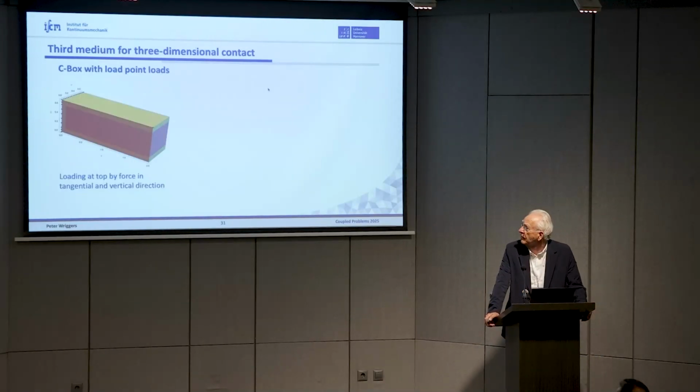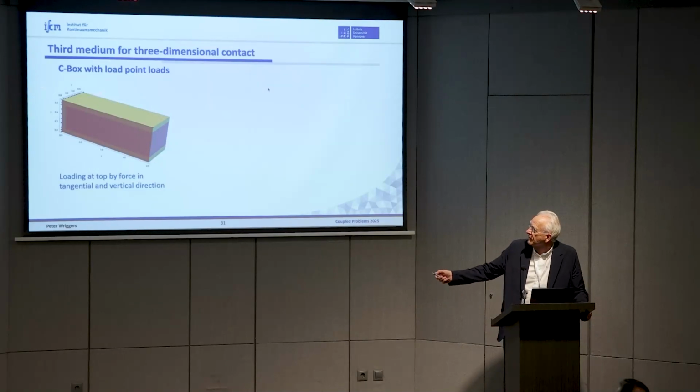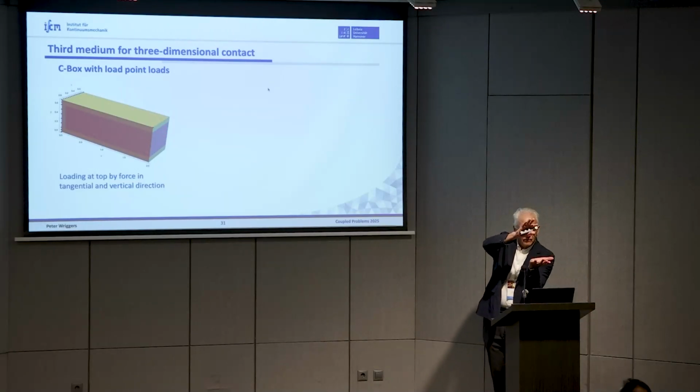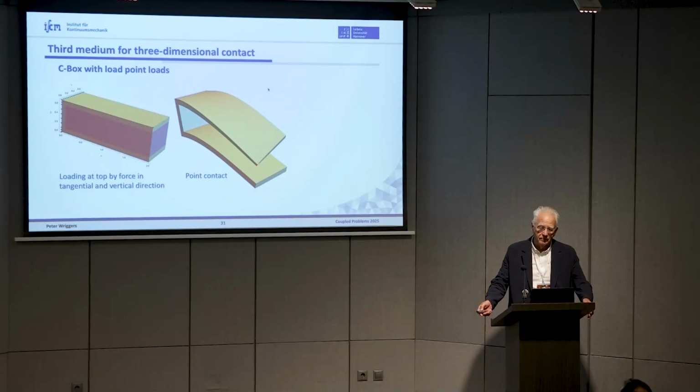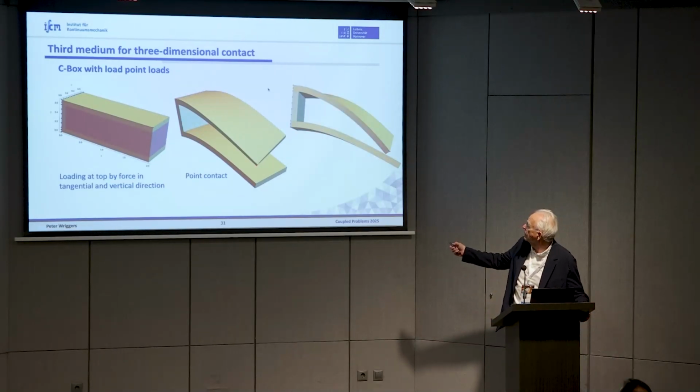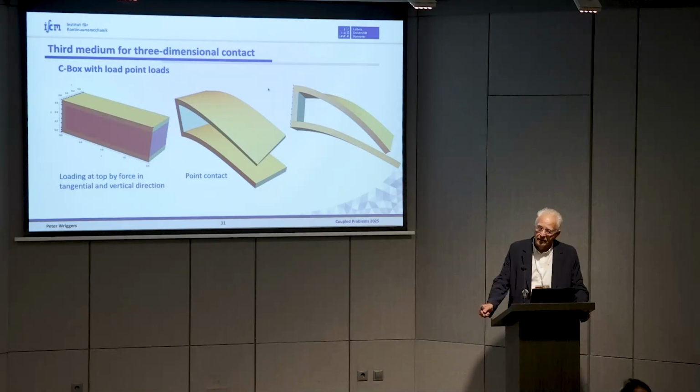Then we have done the 3D case. This is a box, which is loaded in such a way that it's moved down, but also moved to the side. The idea was to have a sort of contact which looks like this. Actually, this is a contact point. You get a point contact here, because this goes to the side and contacts this part. Here you can see it, the torsion of the upper element and the lower element.